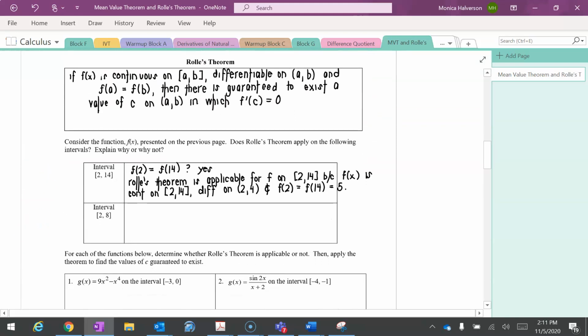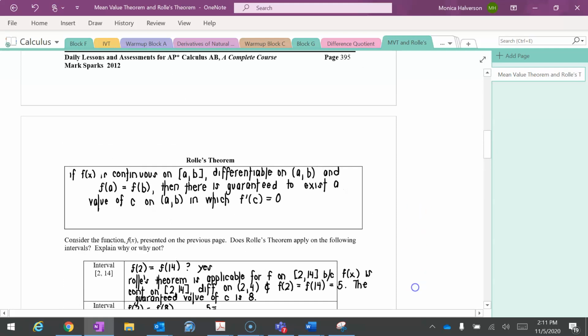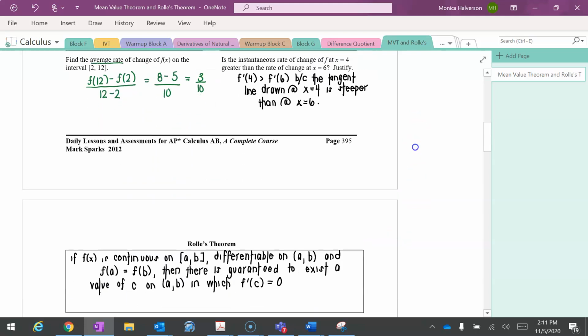All right, so we could say the guaranteed value of C is 8. Now, if we looked at the interval between 2 and 8, we already proved it's continuous. We already know it's differentiable. So we have to prove, does f of 2 equal f of 8? And the answer here, well, f of 2 is 5. What does f of 8 equal? Well, according to our table, f of 8 equals 11.